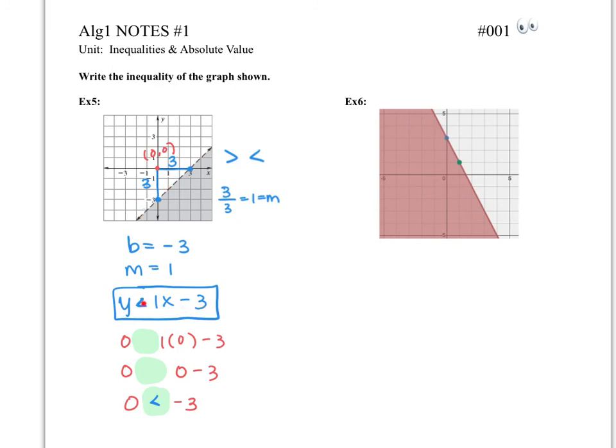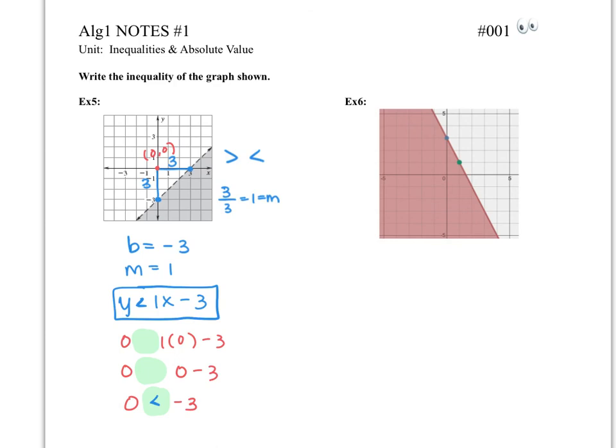And again, that less than came from the fact that when I replaced the origin, on one side I had 0 and on the other side I had -3, and I needed this to be a false statement. The true version is that 0 is greater than -3, so the false version is that 0 is less than -3.